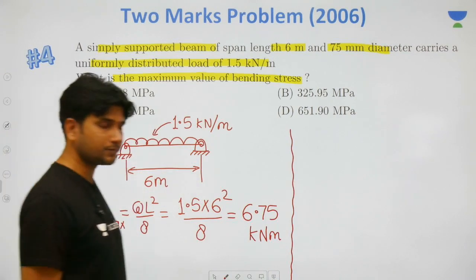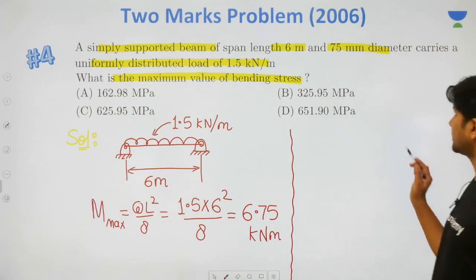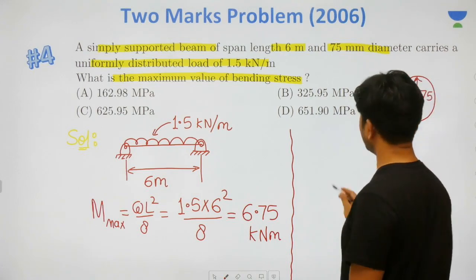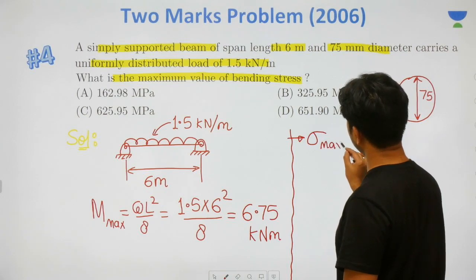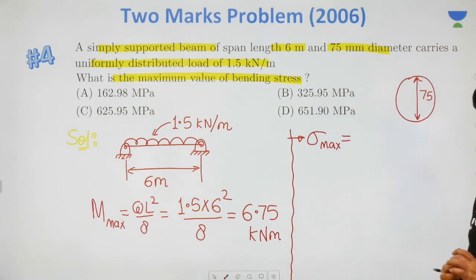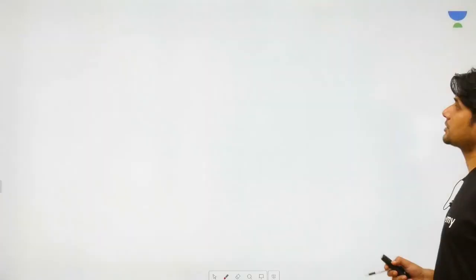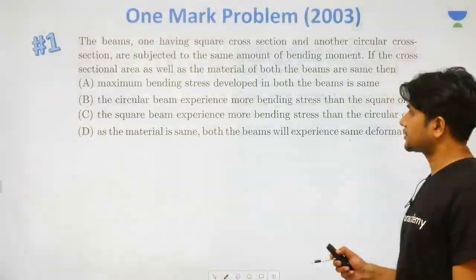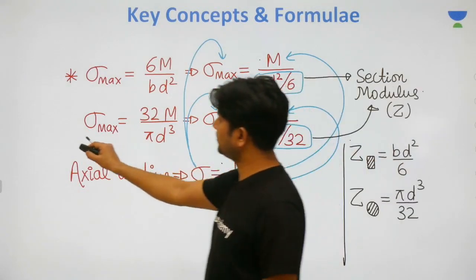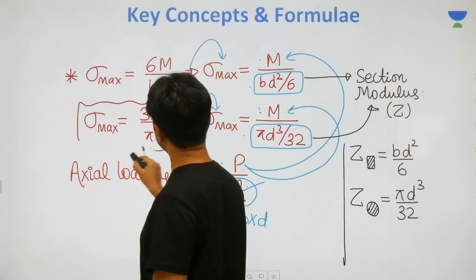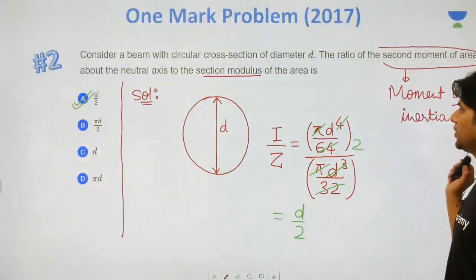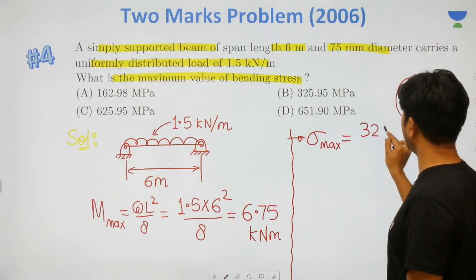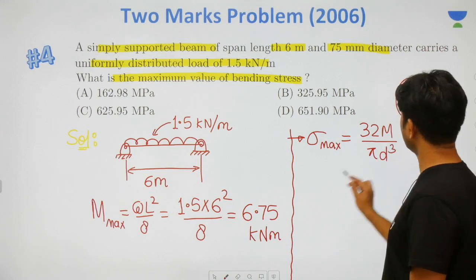kilonewton meter. Now, they are asking the maximum bending stress and they are giving you a circular cross section with 75 mm dia. So what is the maximum bending stress formula for circular cross section? For circular cross section, I told you the maximum bending stress formula is 32M by pi d cube. So you can go ahead and use, in our current problem, this 32M by pi d cube.